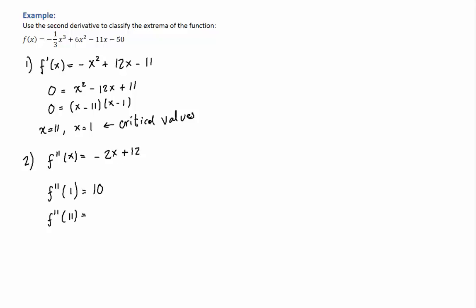And then when we plug 11 here, we get negative 22 plus 12, negative 10. So this one is positive, which tells me there's a relative min at x equals 1. And this one is negative, so it tells me there's a relative max at x equals 11.